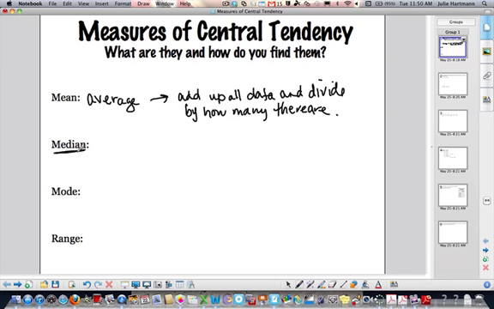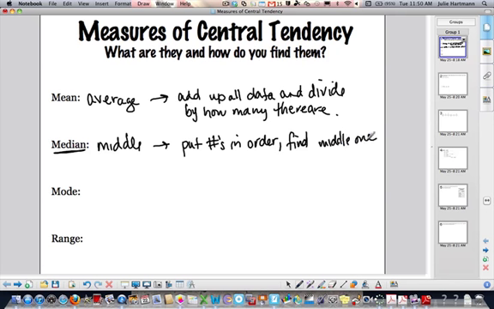Median. Think median, in the middle of the road. That's the middle. So you put numbers in order and find the middle one. Now one thing to keep in mind though, say if you have 5 numbers, 1, 3, 5, 6, 7, the median is 5. But if we have, say, 6 numbers, the median is between them, so you would find the middle between 5 and 6, so your median would be 5.5.